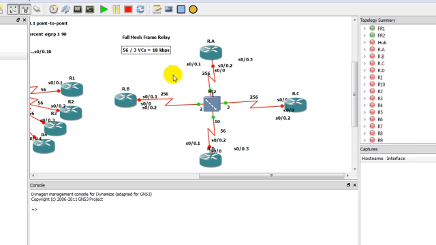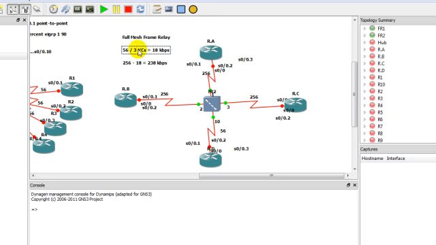Now, if I configure the sub-interfaces for each router here with 18 for point-to-point, the 256 will be less than this. Why? Because I have 256 minus 18 kilobit. It will become 238 kilobit per second.